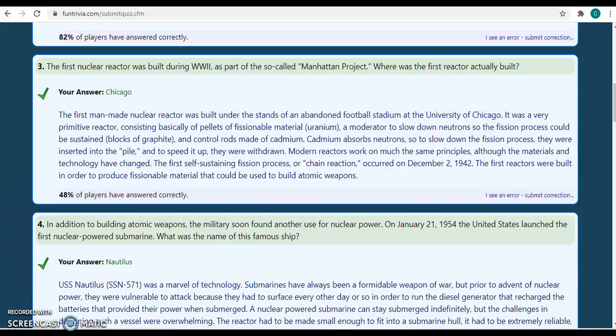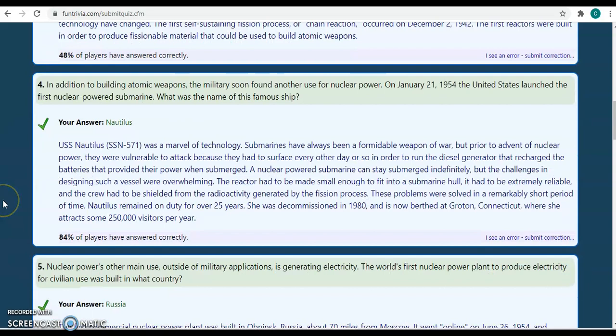So this was more a history question than a science question, but it's good to link these together. The first nuclear reactor was built during World War II as part of the so-called Manhattan Project. Where was the first reactor actually built? And it was, in fact, a useful bit of trivia for you, at the University of Chicago. Okay, there's lots of information given in the answers, and as you've read through those yourself doing the starter task, you'll have seen that. But let's move on to the next part.